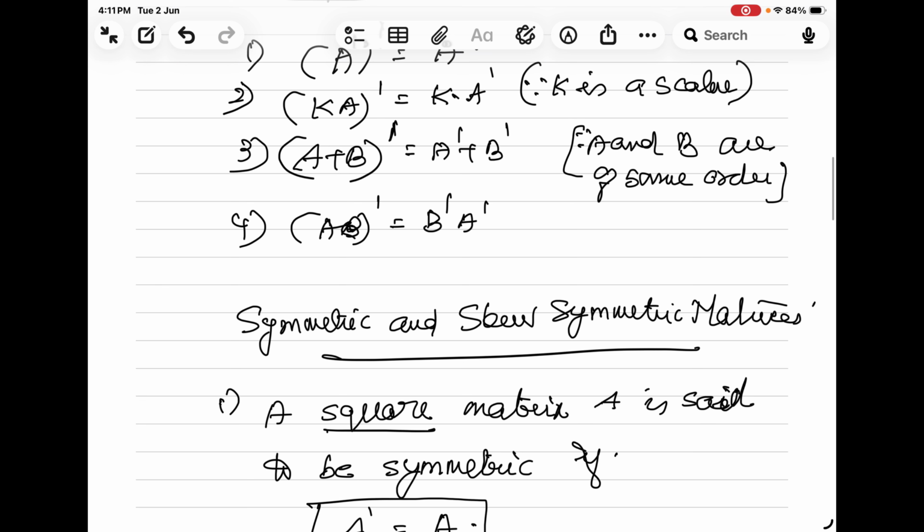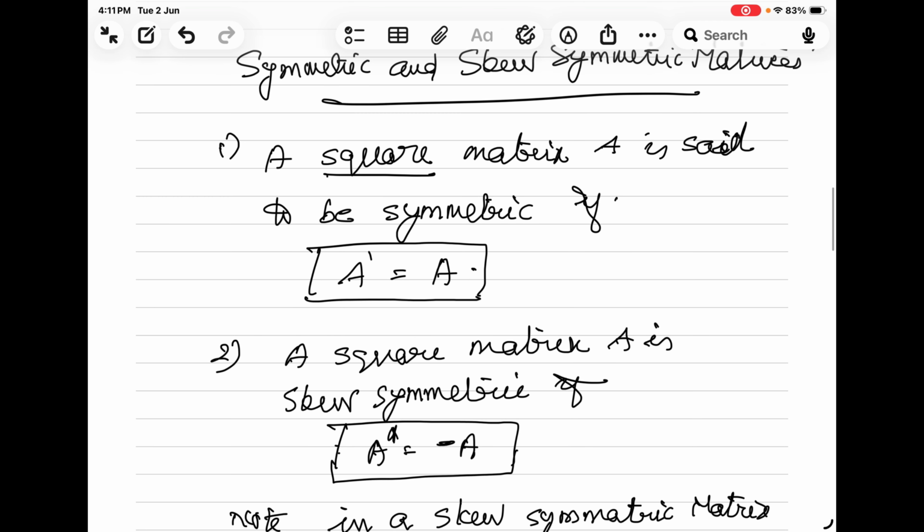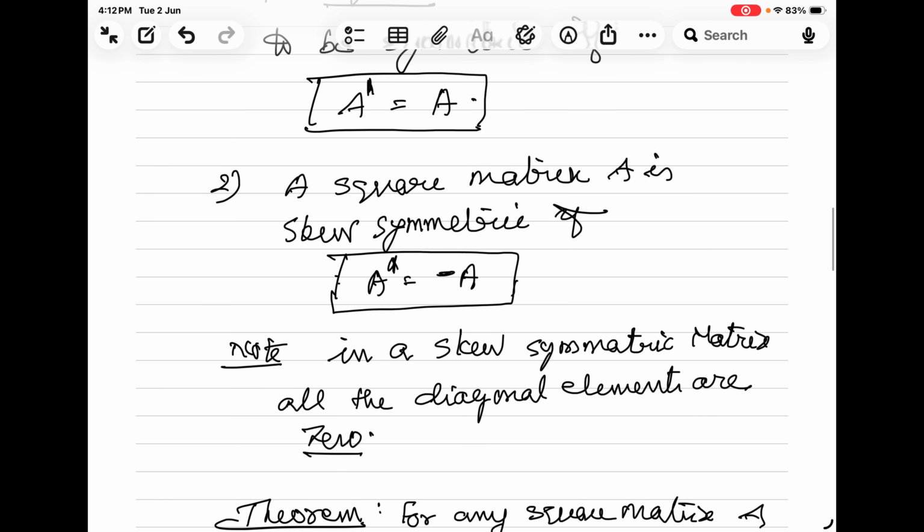And the next portion is symmetric and skew symmetric matrices. A square matrix A is said to be symmetric if A transpose equal to A. And if A transpose is equal to negative A, we say that the square matrix A is skew symmetric. So just study this. If A is symmetric, A transpose equal to A, and if A is skew symmetric, then A transpose equal to negative A.